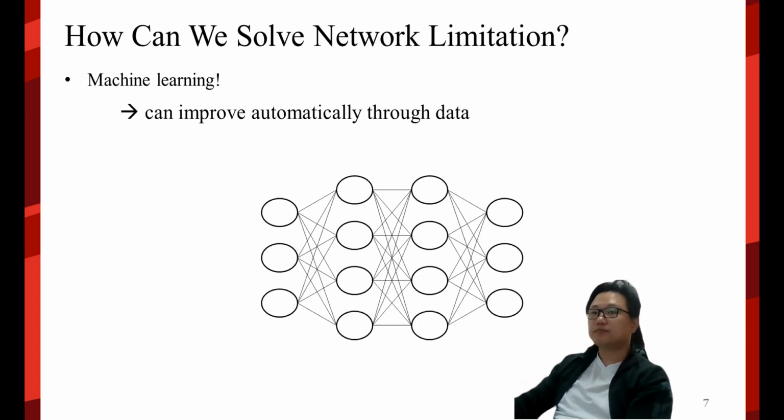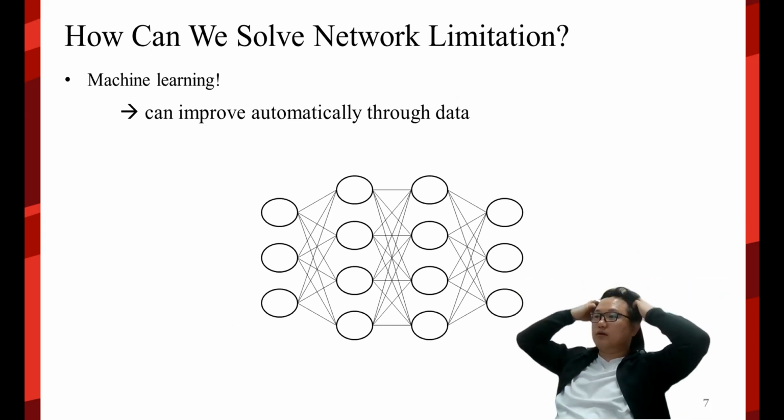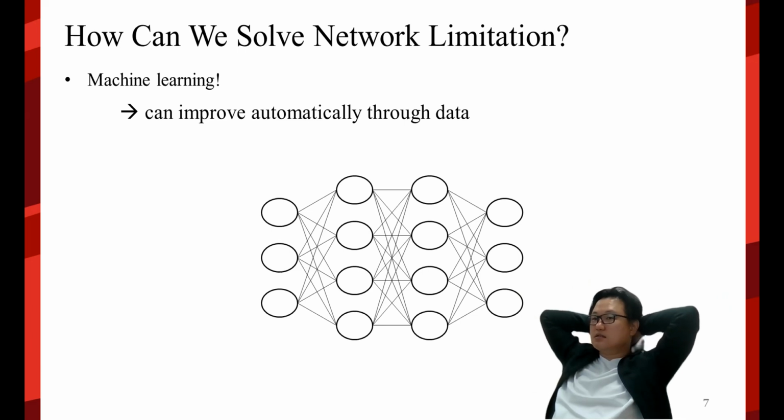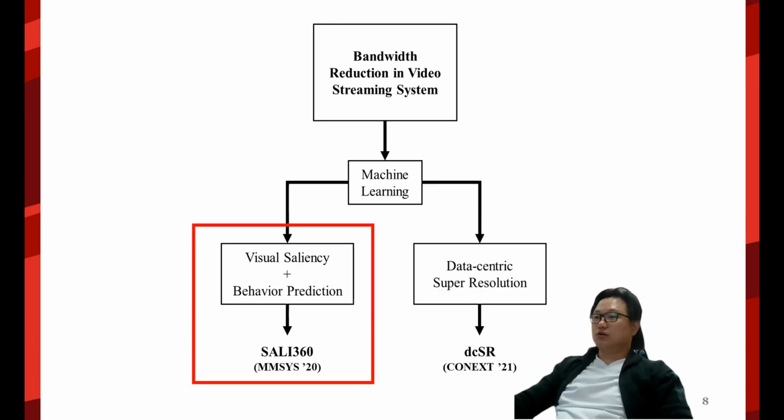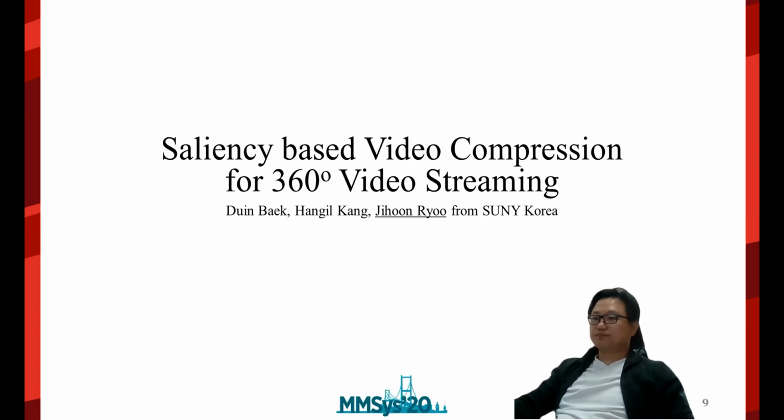Okay. So how can we solve this? How can we overcome this limitation? The answer is machine learning, so we can improve automatically through data. We're going to talk about bandwidth reduction in video streaming services with VR visual saliency and visual behavior prediction. The next one is SR, super resolution.